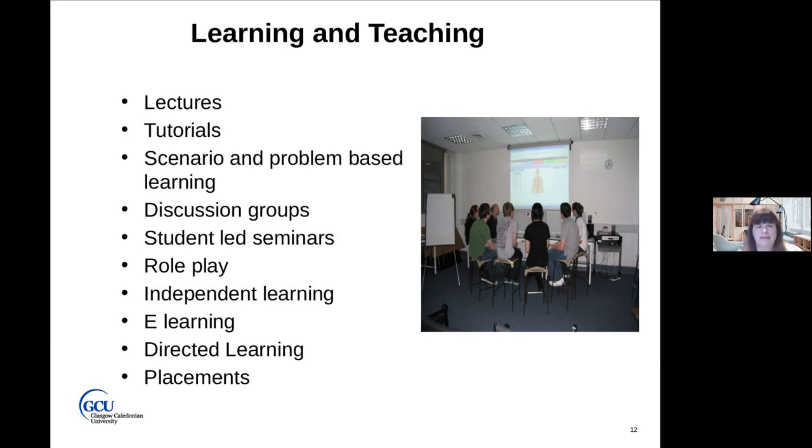But again, that's very directed, and the outcomes are there to tell you what it is we want you to do. And as I said, placement is one of the best learning opportunities that you'll get, and it certainly helps you hone your skills to become a radiographer.